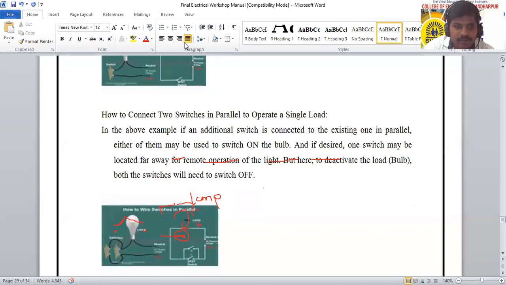Siraskar Prashant, roll number 65, gave the answer. So these types of wiring can be used in the staircase. Okay, so in the staircase the load is connected at the middle of the stair.